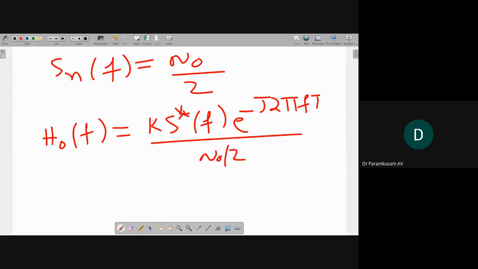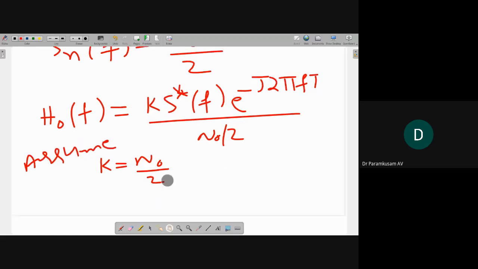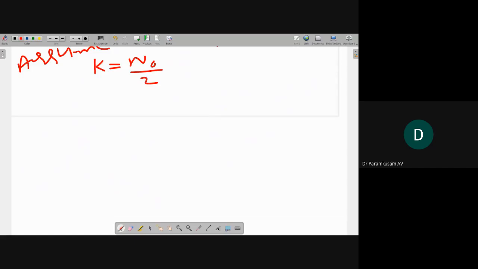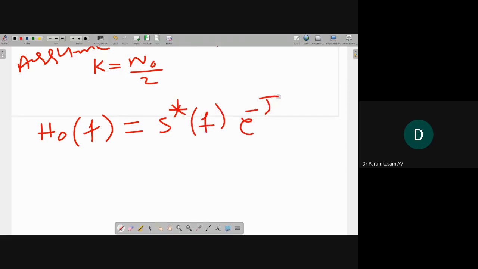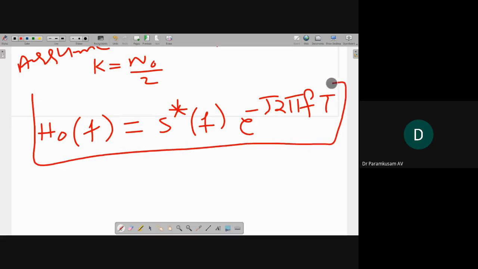Okay. Suppose we assume k is equal to n naught by 2. Then H naught of f is equal to S star of f e power minus j 2 pi f capital T. See the final equation. This is the transfer function of the optimum filter.